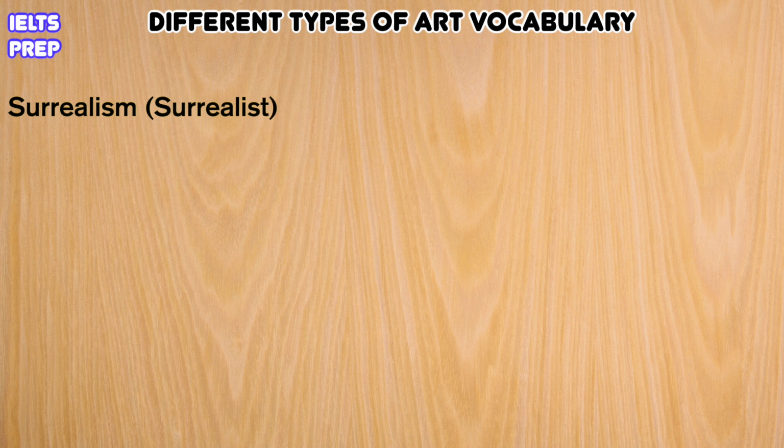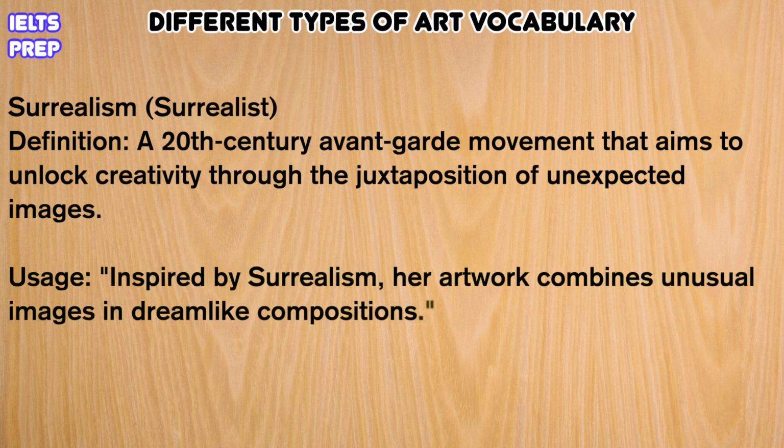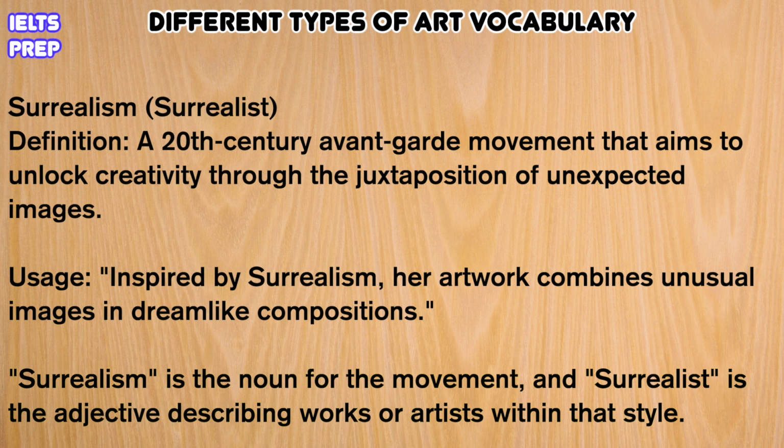Surrealism, surrealist. Definition: a 20th century avant-garde movement that aims to unlock creativity through the juxtaposition of unexpected images. Usage: Inspired by surrealism, her artwork combines unusual images and dreamlike compositions. Surrealism is the noun for the movement, and surrealist is the adjective describing works or artists within that style.